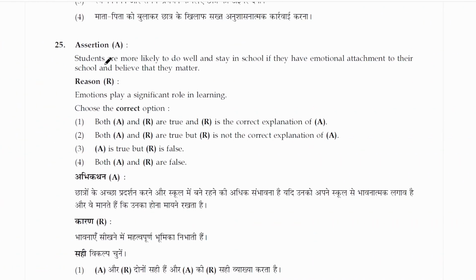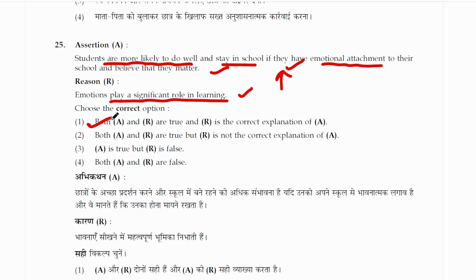Next, the assertion is students are more likely to do well and stay in school if they have emotional attachment to their school and believe that they matter. So this is very, very true. We as teachers know this. Emotions play a significant role in learning. Yes, so the reason is true and the reason explains A. So both A and R are true, and R is the correct explanation of A.